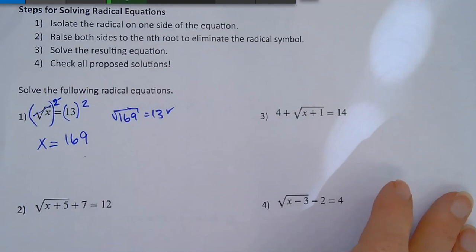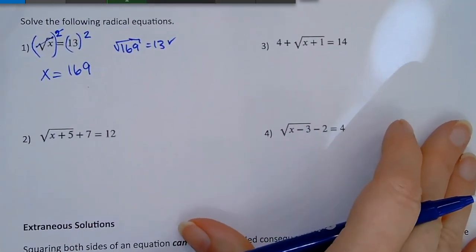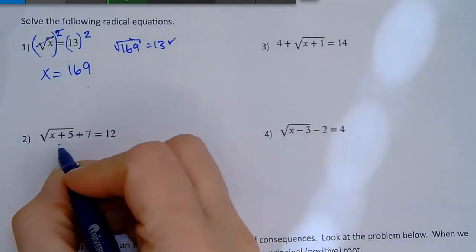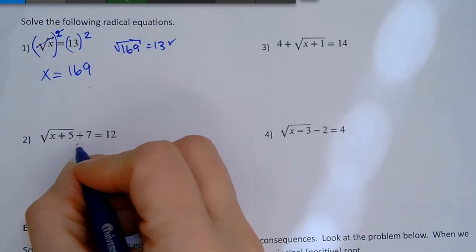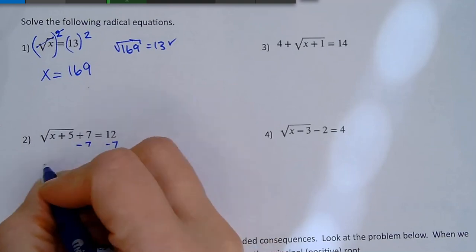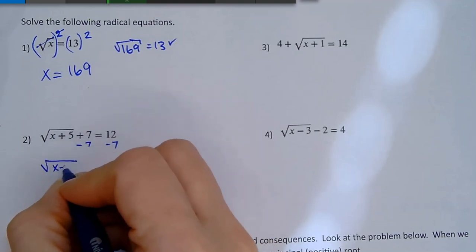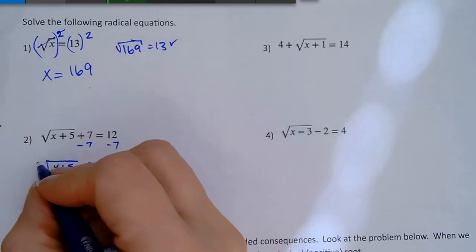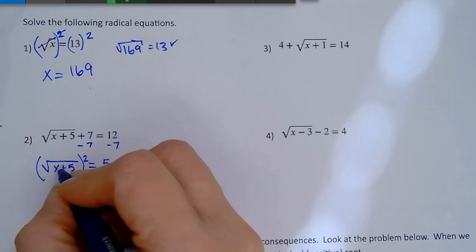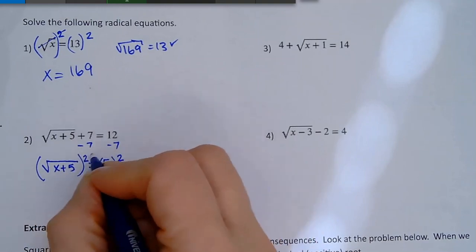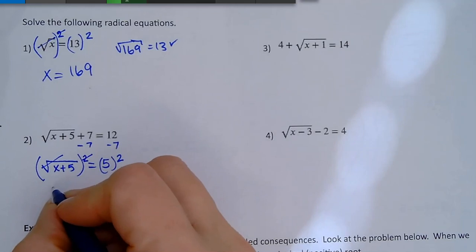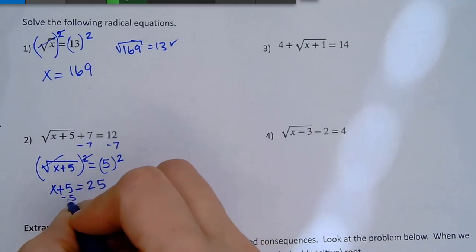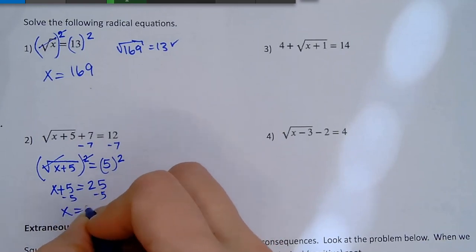Okay, so if I look at number 2, I need to isolate that radical. So my radical is this statement, square root of x plus 5, right? So I'm going to subtract 7 from each side, and I now have square root of x plus 5 equals 12 minus 7, which is 5. I'm going to square each side to undo the square root. Square undoes square root, so I just have x plus 5 left, and that equals 25. And now I subtract 5, and I get x equals 20.